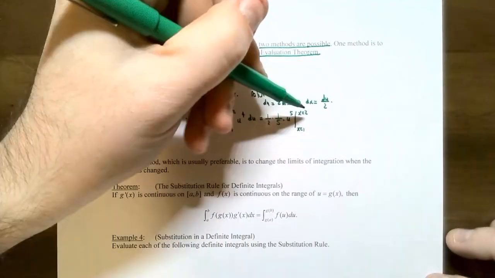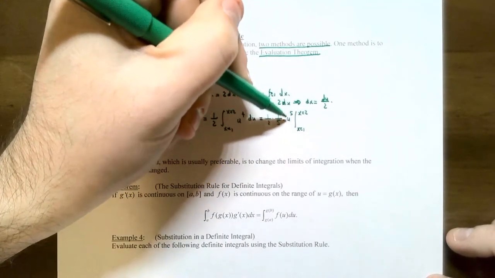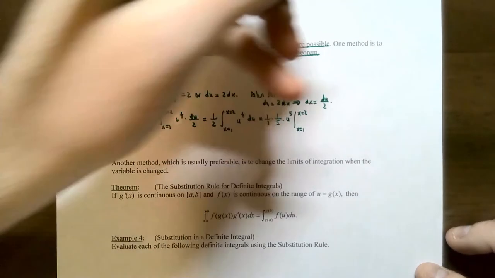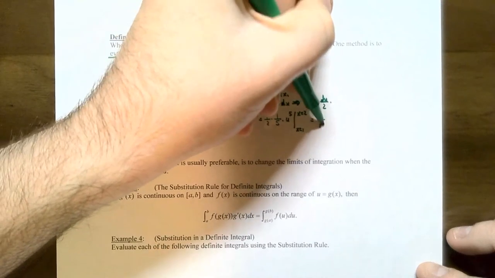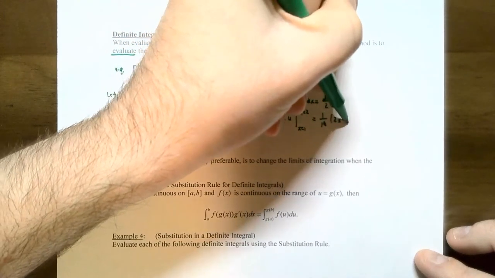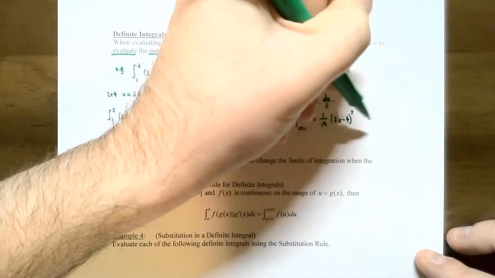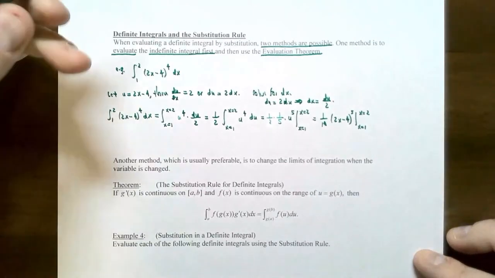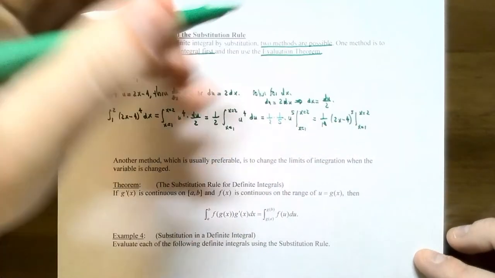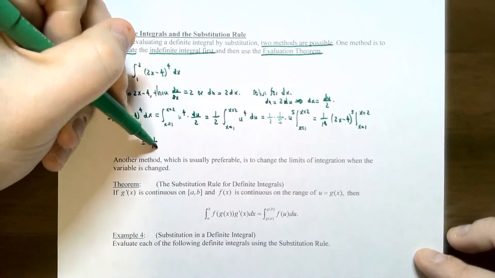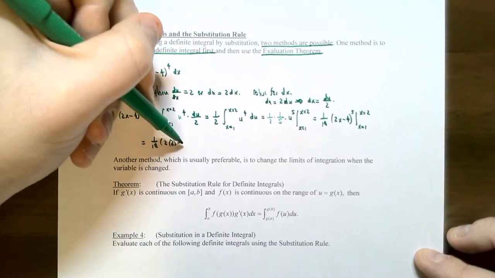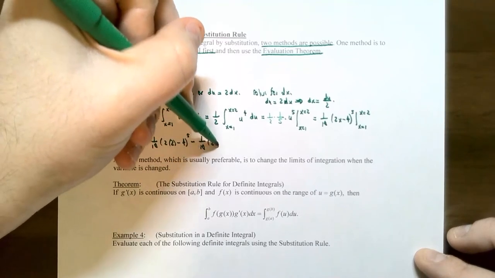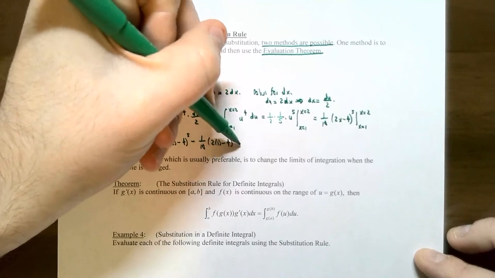But I cannot substitute in x equals 2 because I don't have any x values. I have to remember to replace the u with 2x minus 4 first. So this is 1 tenth (2x minus 4) to the fifth power, evaluated at x equals 1 and x equals 2. Now I can use the evaluation theorem. I can substitute in the upper limit of integration first. So 1 tenth times (2 times 2 minus 4) to the fifth power, minus 1 tenth times (2 times 1 minus 4) to the fifth power.